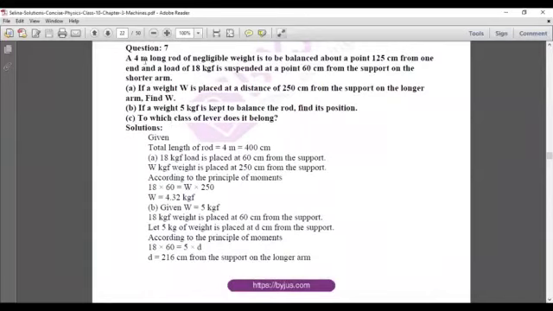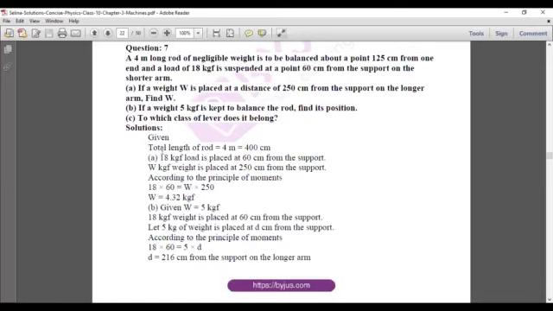Seventh one. A 4-meter long rod of negligible weight is to be balanced about a point 125 centimeter from one end and a load of 18 kgf is suspended at 60 centimeter from the support on the shorter arm. Okay, if weight W is placed at a distance of 250 centimeter from the support on the longer arm, find W. If weight 5 kgf is kept to balance the rod, find its position. Third one, to which class of lever does it belong?